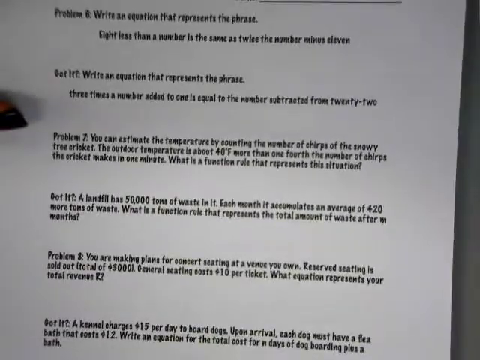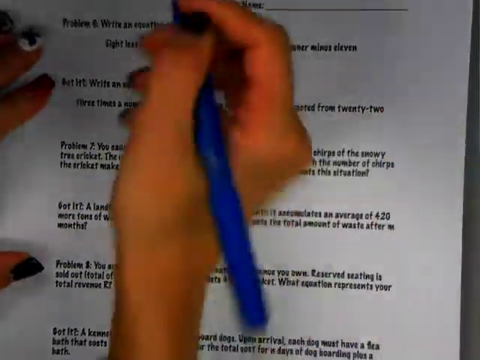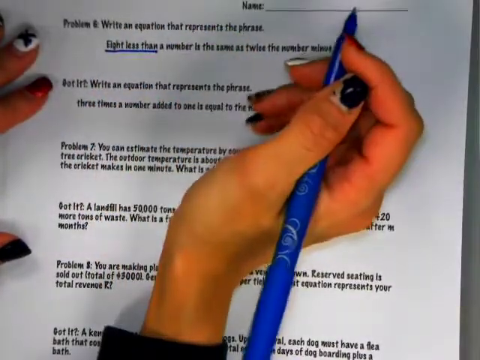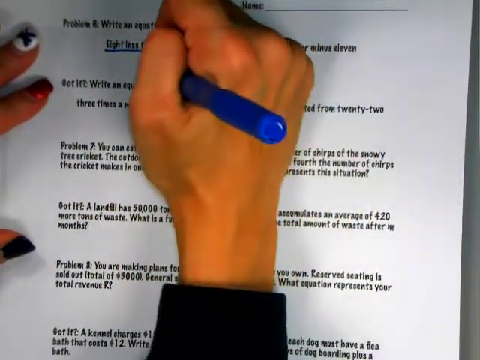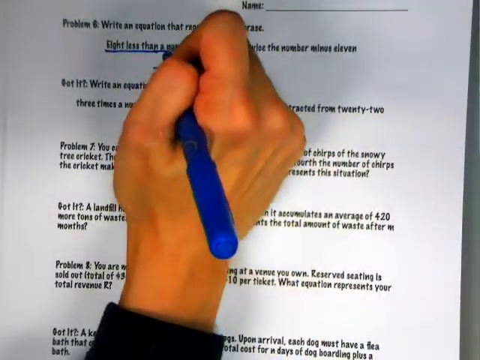All right, so these ones are just going to be bigger ones of what we've already done. So if 8 less than a number is the same as twice the number minus 11. Okay, so 8 less than is going to be flipped, right? So we know it's going to be something minus 8. So 8 less than a number, we can just keep all that together.